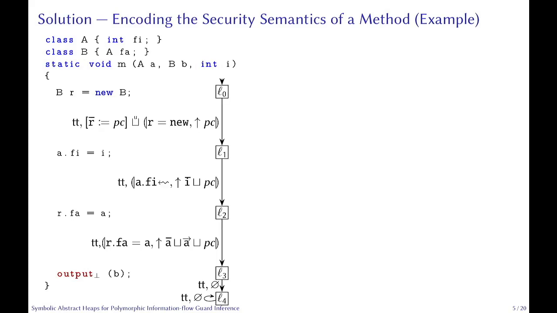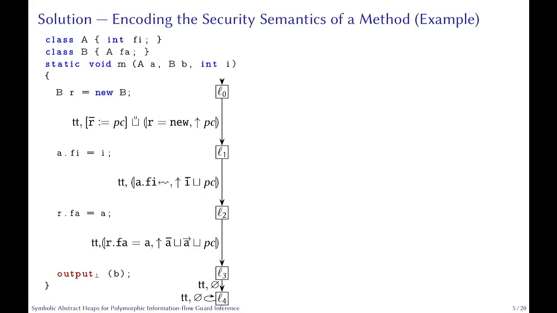We have locations here, square boxes, so discrete locations that mostly correspond to a statement in the method. We have transitions that are guarded, so the guard is before the comma on the label of the transition. And after the comma, we have a set of variable assignments.